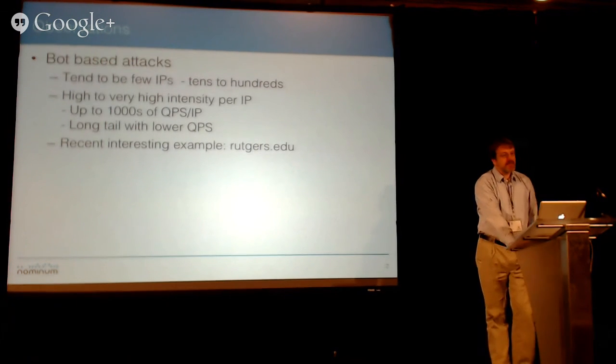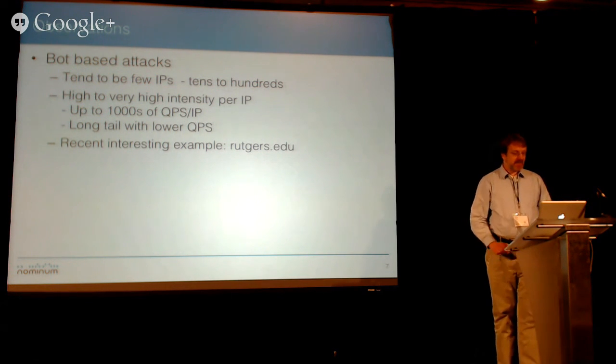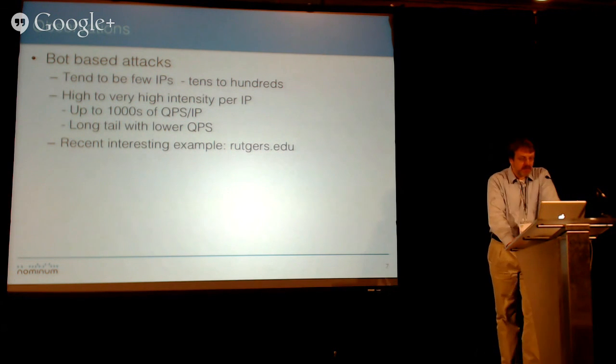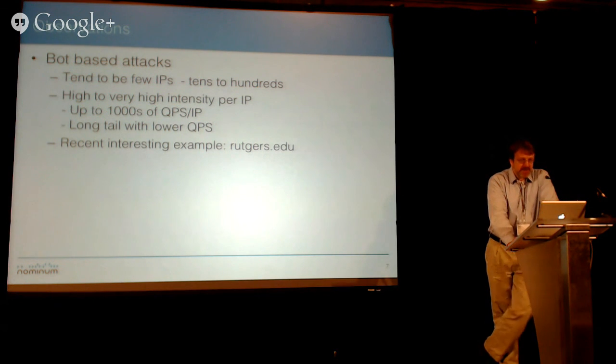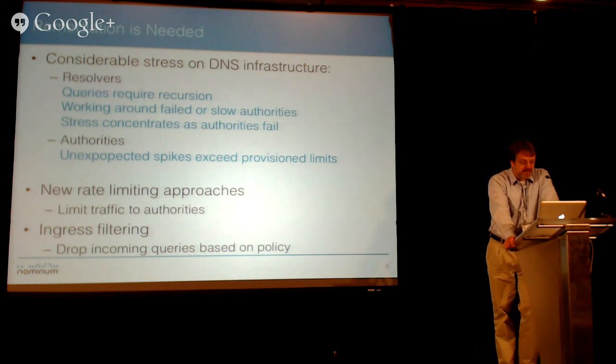Another attack vector that we saw is bot-based attacks. This is quite the opposite. People use devices that they have there, sometimes even a surveillance camera or some other thing that runs some form of Linux that is easily hackable, and then they fire as many queries as they can at the recursors. A recent example of that was Rutgers.edu, which happened I think 1 or 2 weeks ago. Regardless of which way they go, they've caused a lot of stress on the DNS infrastructure, on the resolvers and on the authorities.